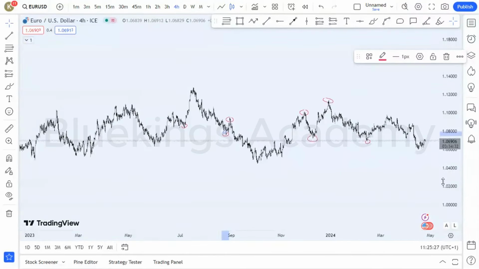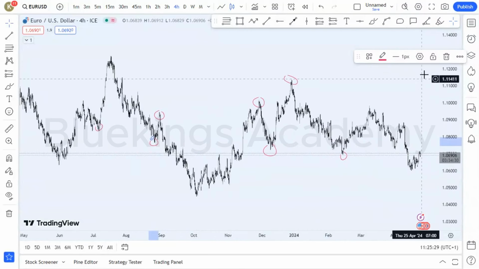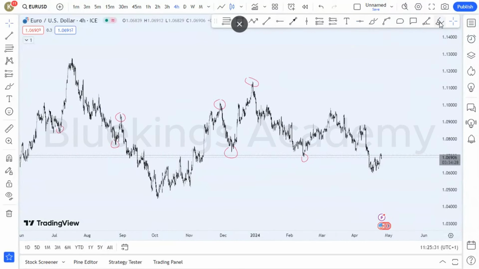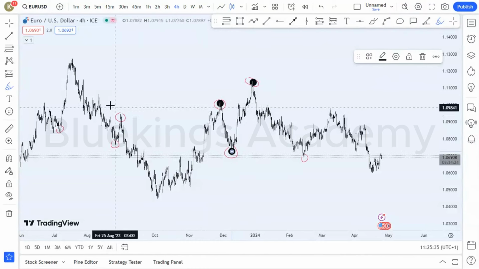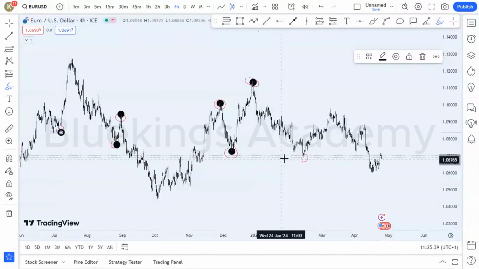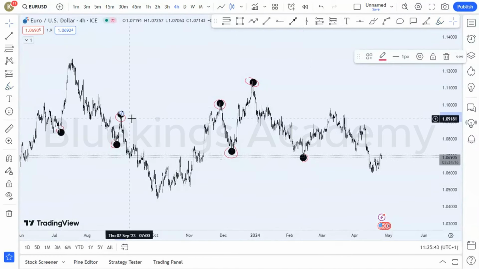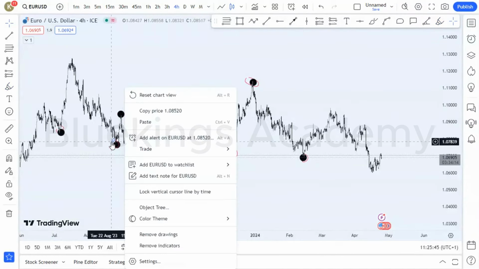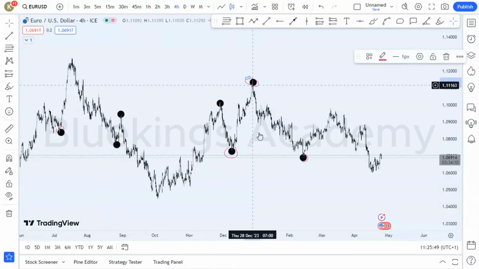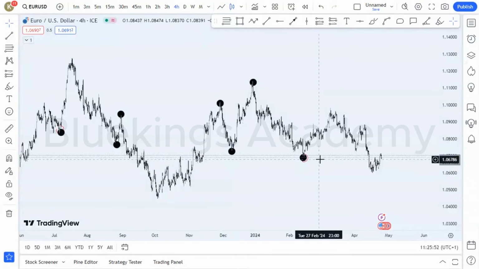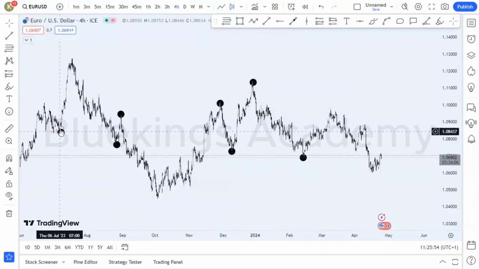Now can you see it's showing here? So we have our dots here. Okay, so it's time to delete the brushes. Okay, it's time to delete the brushes.